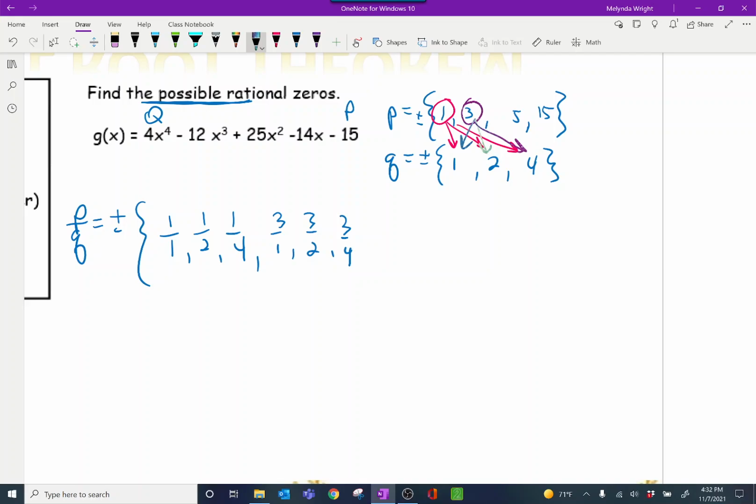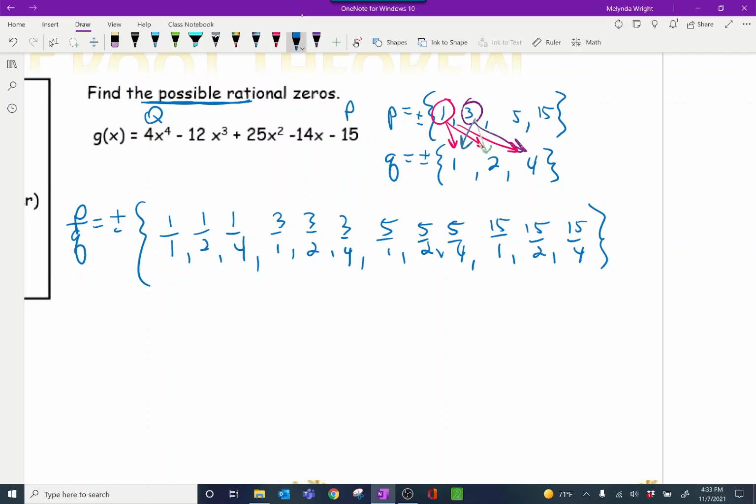So far, we have not come upon a duplicate, but it's possible we might. Like, 2 over 2 is the same thing as 1, something like that. We don't have to write that option twice. Okay, so let's take the 5. So we have 5 over 1, 5 over 2, and 5 over 4. Okay, great. Now take the 15: 15 over 1, 15 over 2, and 15 over 4. And so those are all of our possibilities of what could be the roots of g of x.